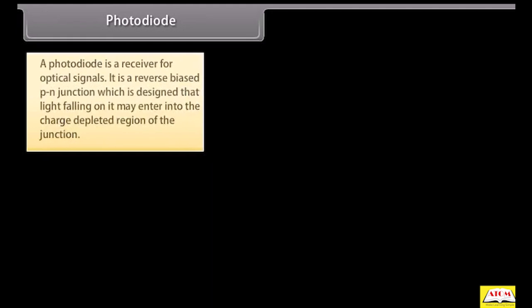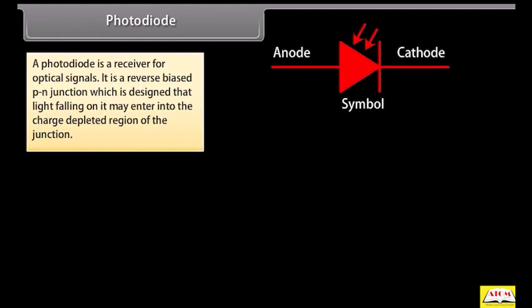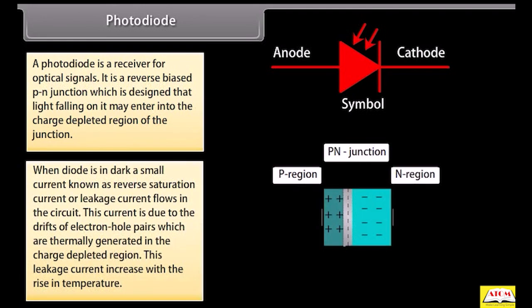Photodiode. A photodiode is a receiver for optical signals. It is a reverse-biased p-n junction which is designed so that light falling on it may enter the charge-depleted region of the junction. When the diode is in dark, a small current known as reverse saturation current or leakage current flows in the circuit. This current is due to the drift of electron-hole pairs which are thermally generated in the charge-depleted region. This leakage current increases with the rise in temperature.